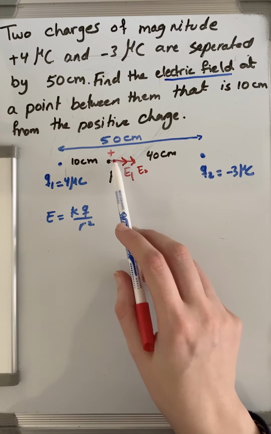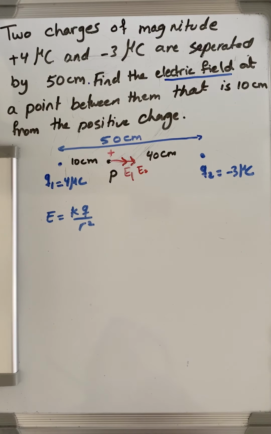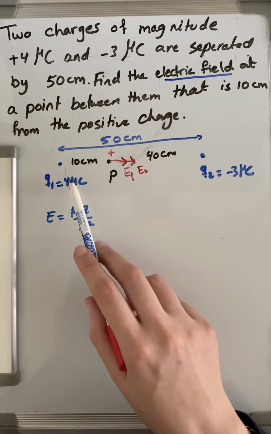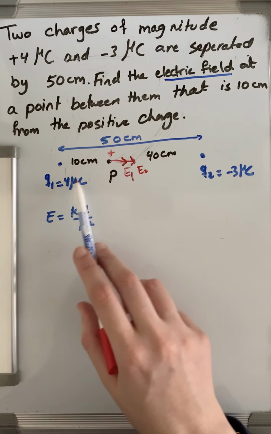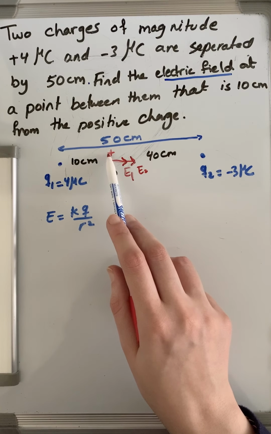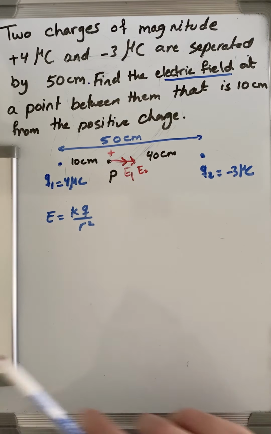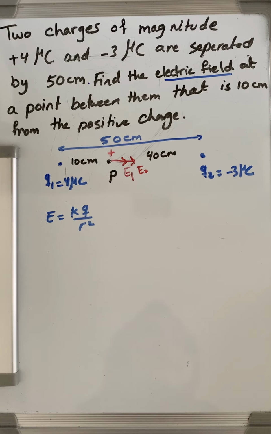How do I know it again? I place a positive test charge at the point, and I see what will happen to it due to Q1: repulsion. What will happen to it due to Q2: attraction. And these are E1 and E2.